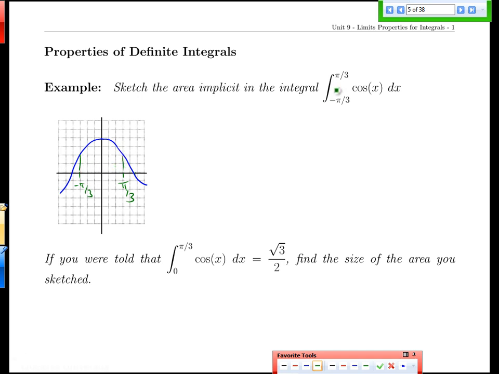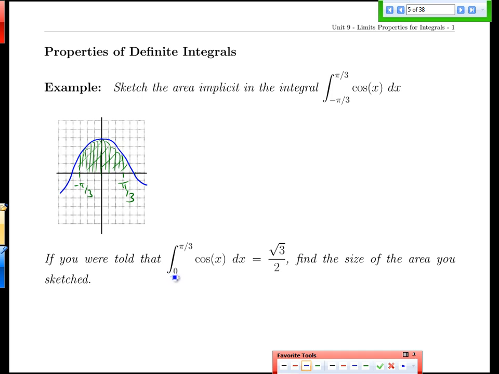When we write this integral down, we're asking for the heights of cos x times little units of x, little rectangles, and again that would add up to the area in between these two barriers here. So this area here is what is represented by the integral from negative pi over 3 to pi over 3 with respect to x of cos of x.